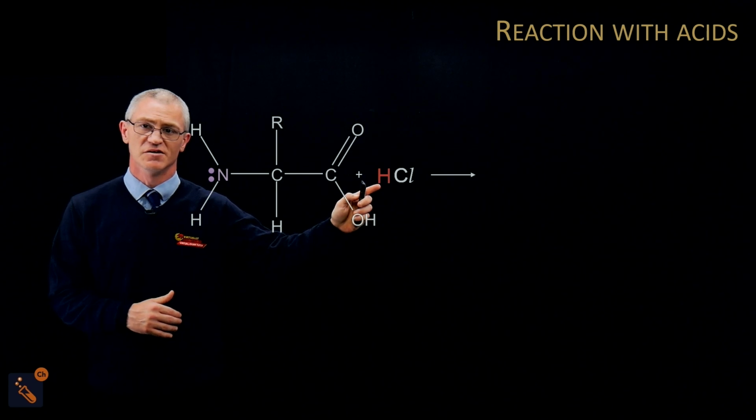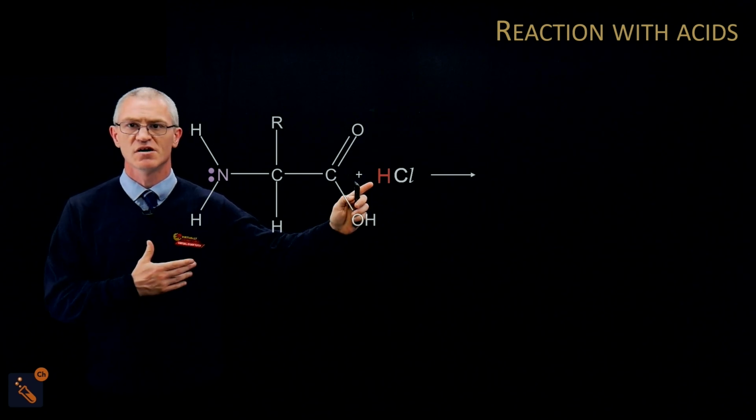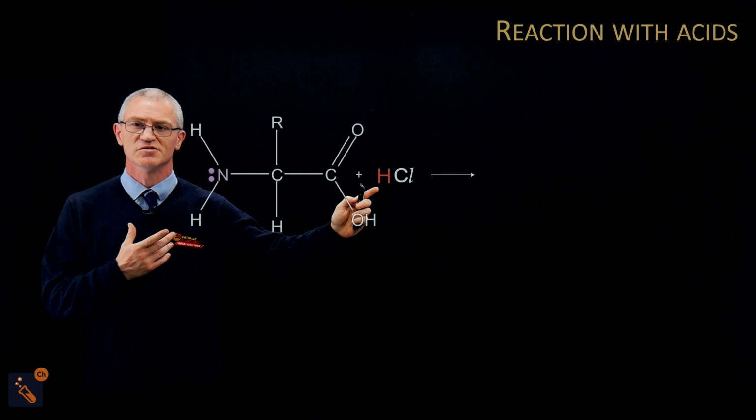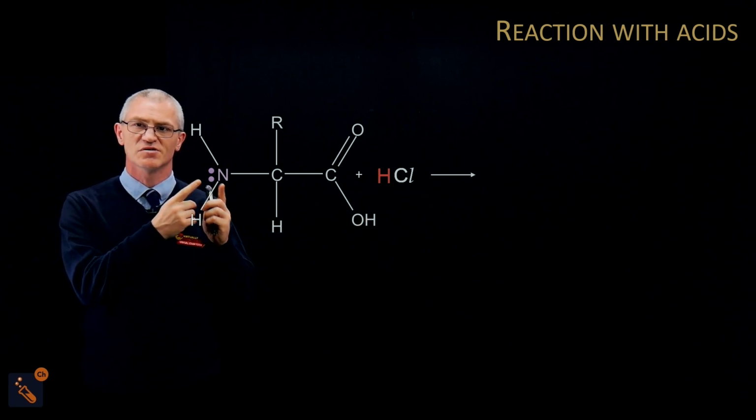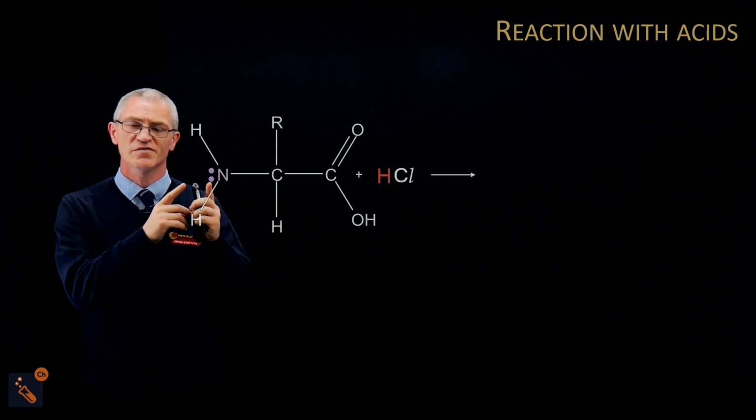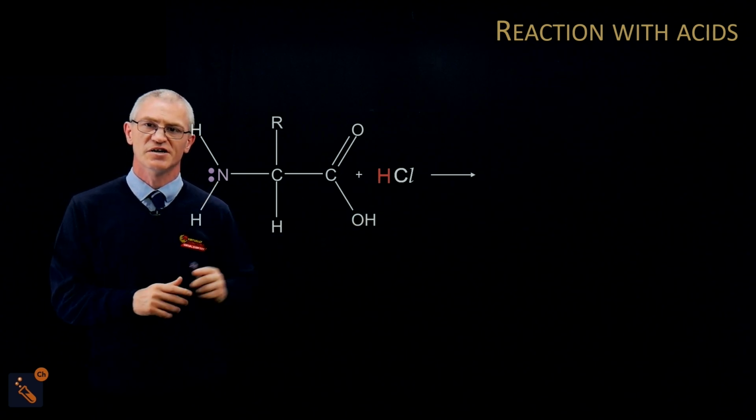So let's go to the next reaction, which is with acids. We've got a monoprotic acid here, hydrochloric acid, that's going to donate a proton. A proton is going to react with a base. So we know that this is a base where our nitrogen is. We've got a lone pair of electrons that can do a dative covalent bond with there.